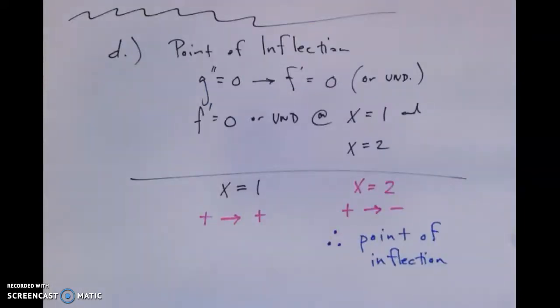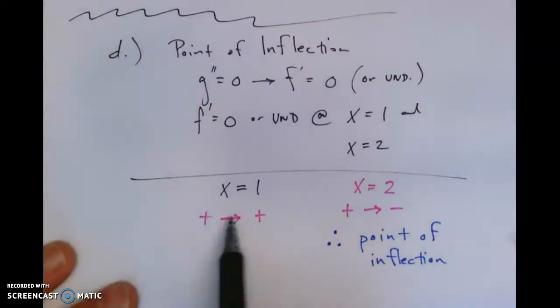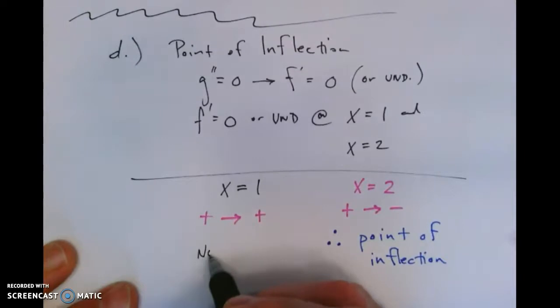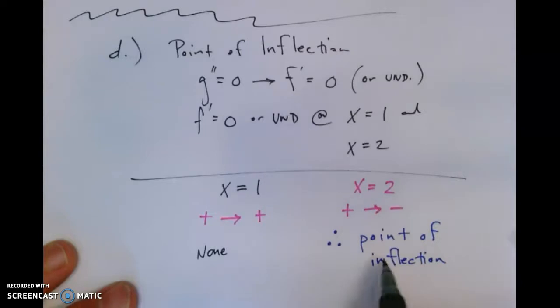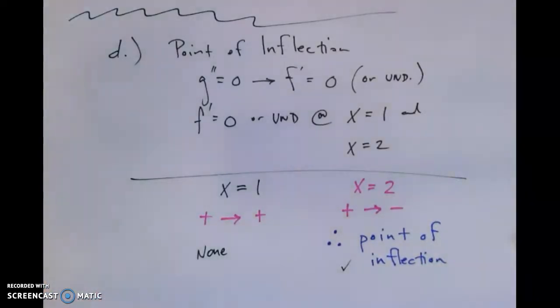Okay, part D is a point of inflection. And again, with these types of problems, the good thing is once we have an idea as to what we're doing, in this case the fundamental theorem of calculus, the rest of it really falls into place. So in this case, a point of inflection is where g double prime is equal to 0, or where f prime is equal to 0 or undefined. F prime is 0 or undefined at x equals 1 and x equals 2. And at x equals 1, it goes from positive to positive, therefore none. There's no point of inflection. And at x equals 2, it goes from positive to negative, therefore a point of inflection. All right, and that's that.